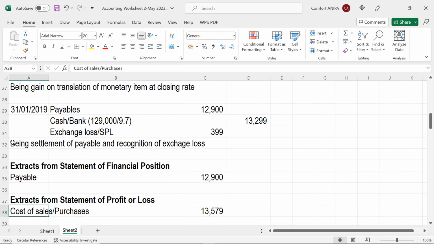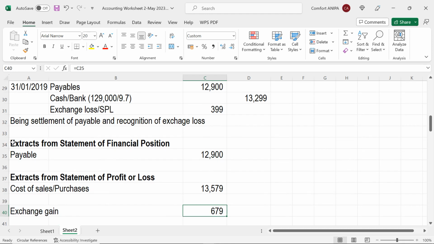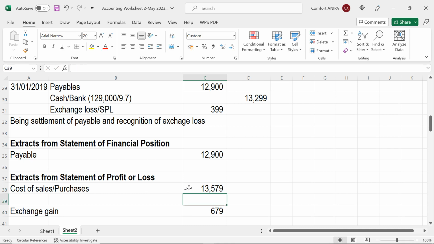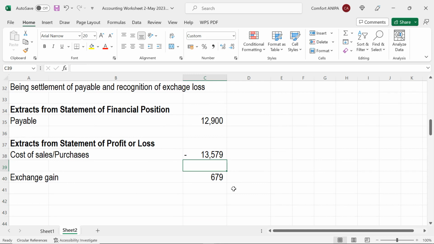And then if you were thinking about the extracts from profit or loss, that year we recognized purchases, which goes into cost of sales, and then we have the exchange gain. Purchases goes to cost of sales. You can show it as negative, or put a bracket there, anything that will show that it's a negative figure. Then you have your exchange gain. So that's how question 2 will look.